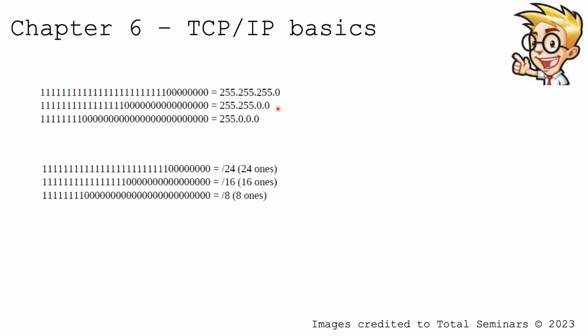Okay, what about this? How many ones are there? We call that a CIDR 16 network. How about this one? A CIDR 8 network. So basically a Class C network would work here better, a Class B network would work here better, and a Class A network would work better there.